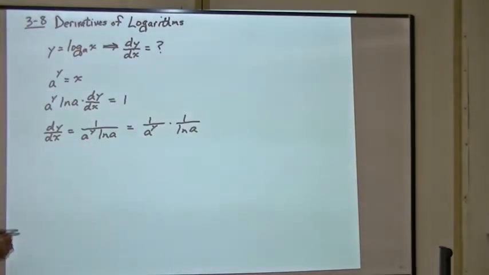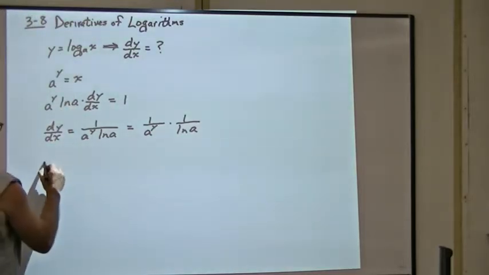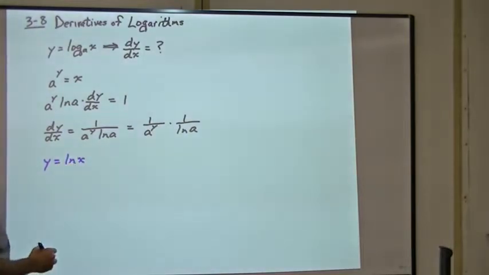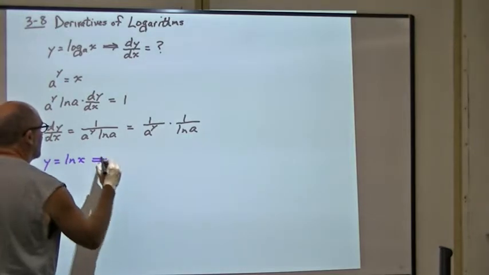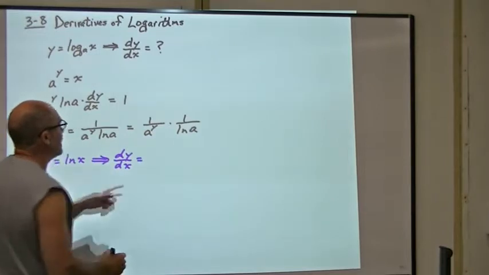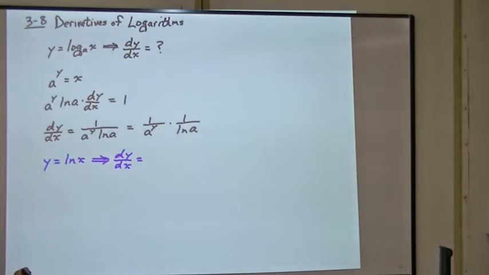So now, what if we have, instead of y equals log base a of x, what if we have y equals log base e of x? Then dy dx is going to equal 1 over e. Wait, something has gone wrong. Oh, I'm not finished yet.